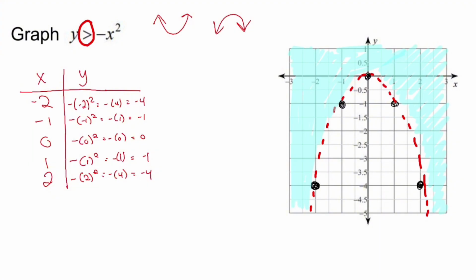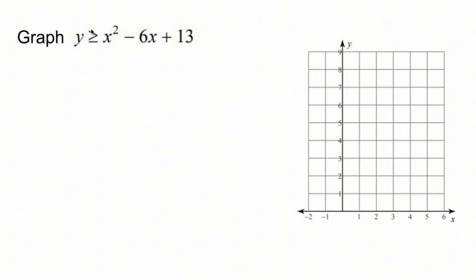That's an inequality. Graph y is greater than or equal to x squared minus 6x plus 13. In order for us to do this problem, what we really need to do is find out where the center of this parabola is going to exist. Okay, so the way we figure that out is we label this invisible A, B, and C. The center is going to exist at the x value of -b over 2a.